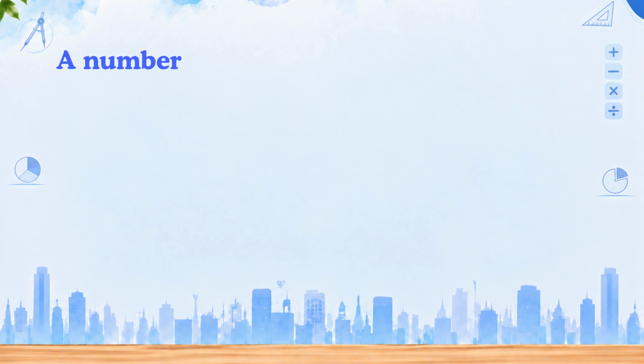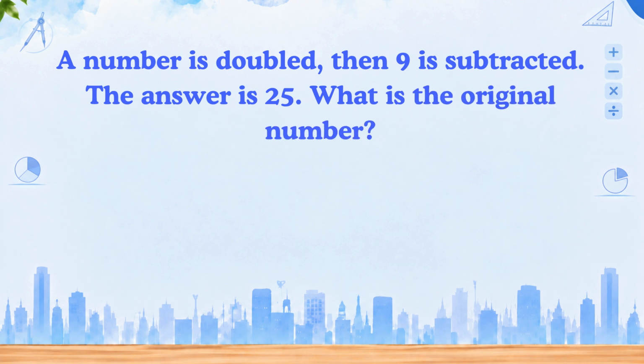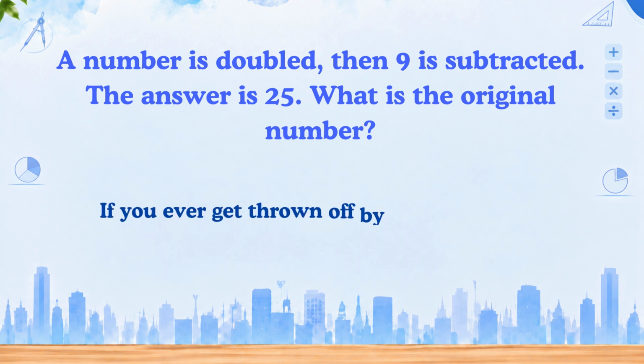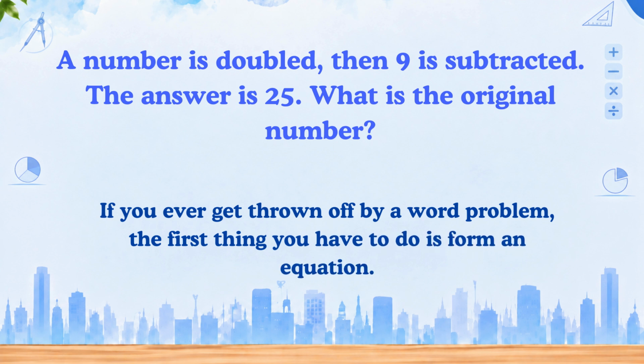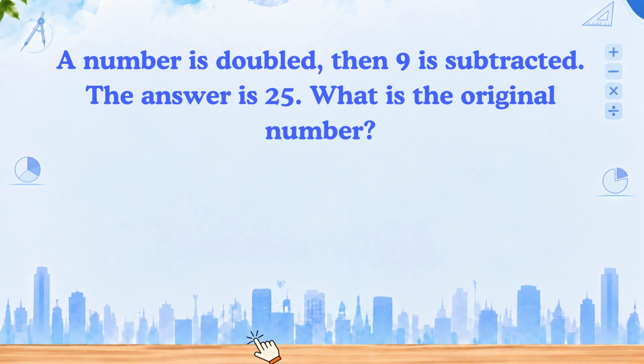Last one. A number is doubled, then 9 is subtracted. The answer is 25. What is the original number? I'll give you a little bit of a hint in this one. Form the equation first using the information given and then solve it. If you ever get thrown off by a word problem, the first thing you have to do is form an equation. So use the information in the question to form your equation and then use the equation to get your answer. So pause the video and have a go at this one.